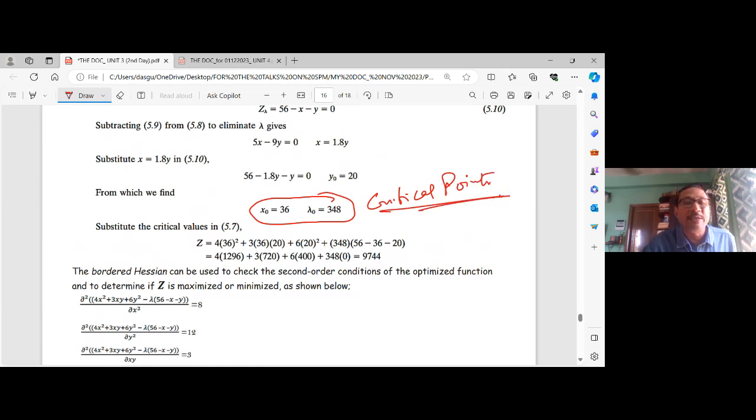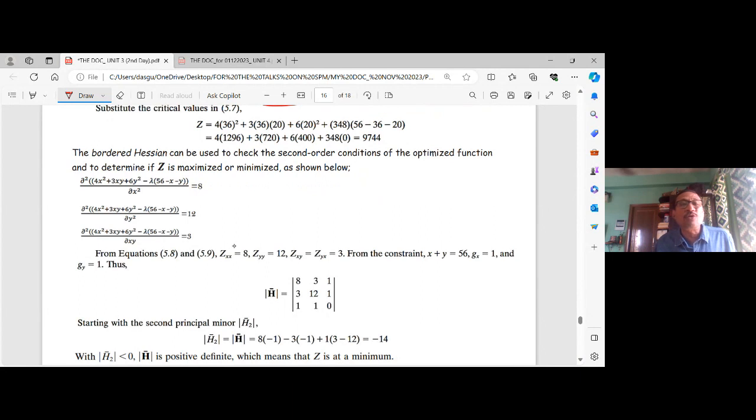These are the critical points, and so actually you have to do three things. One is zxx. That means you take the second order partial derivative of the function with respect to x as well. And similarly you can take the second order derivative of the function with respect to y.